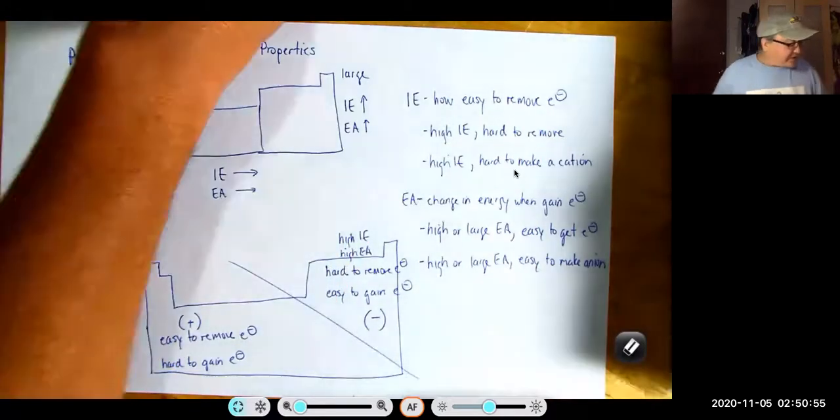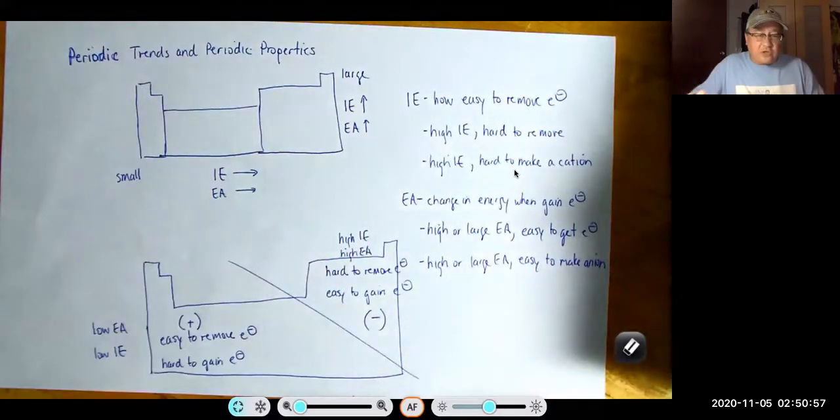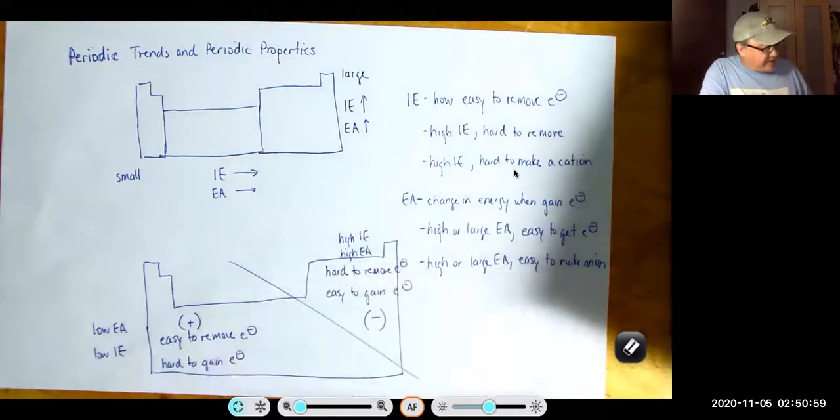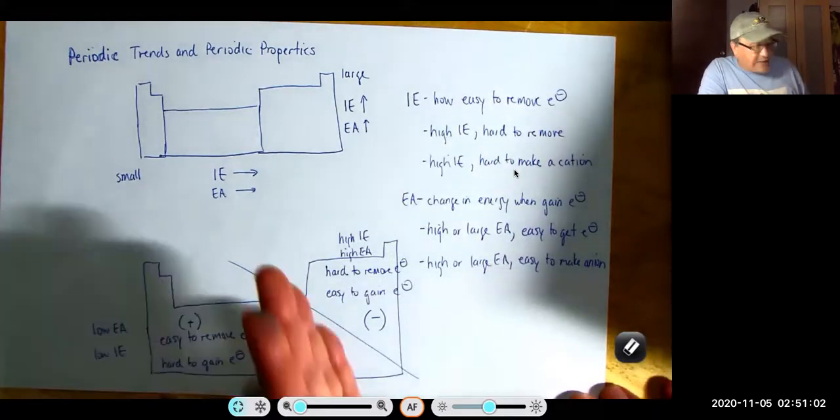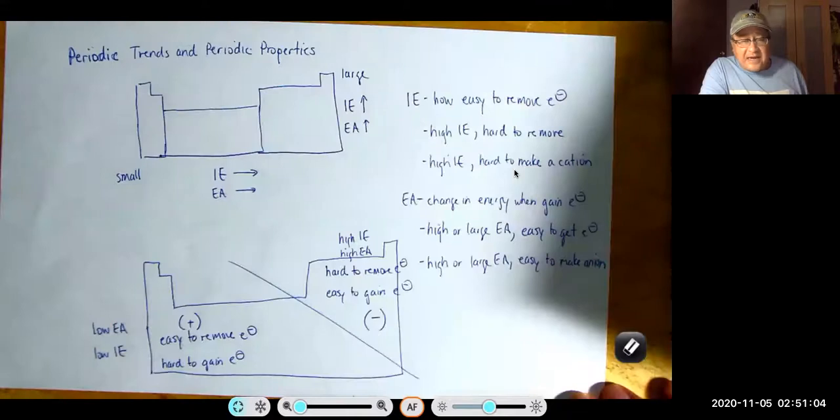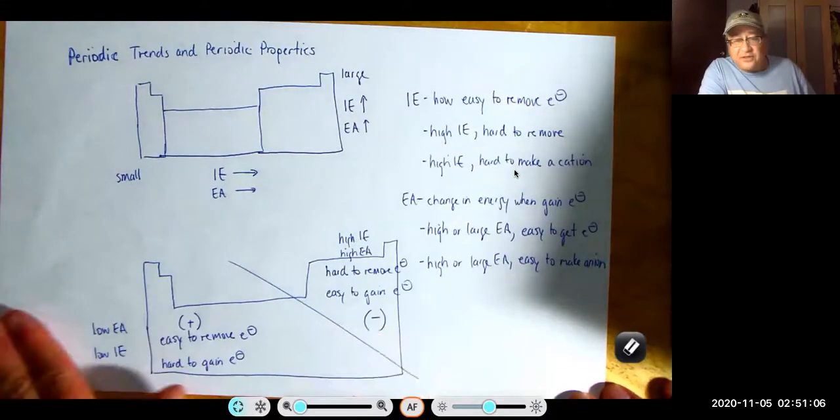And so if we understand that kind of forced look at the periodic table, it's easy to see why these guys in the upper right-hand corner turn into anions and all of these metals turn into cations.